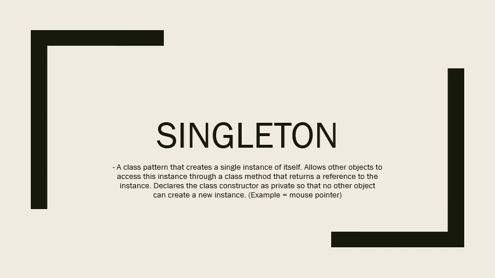Singleton, a class pattern that creates a single instance of itself, allows other objects to access this instance through a class method that returns a reference to the instance, declares the class constructor private so that no other object can create a new instance. Example is mouse pointer.